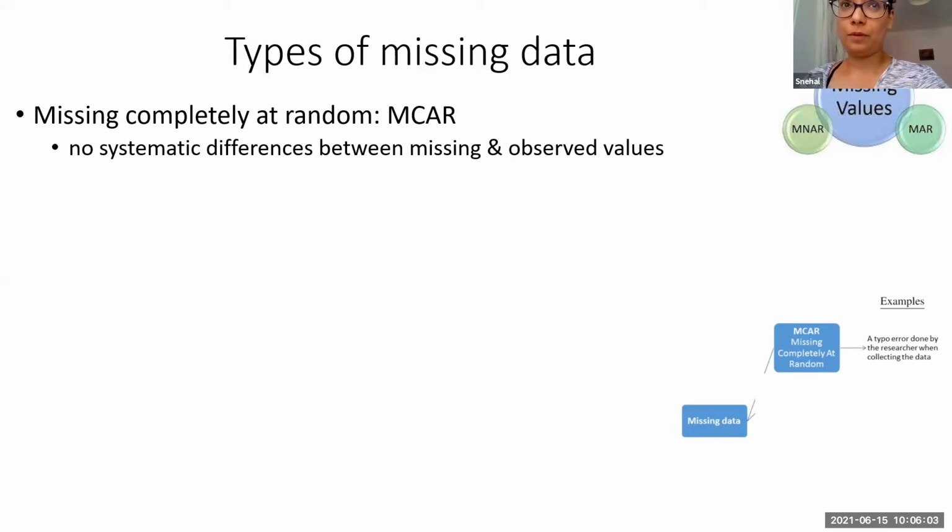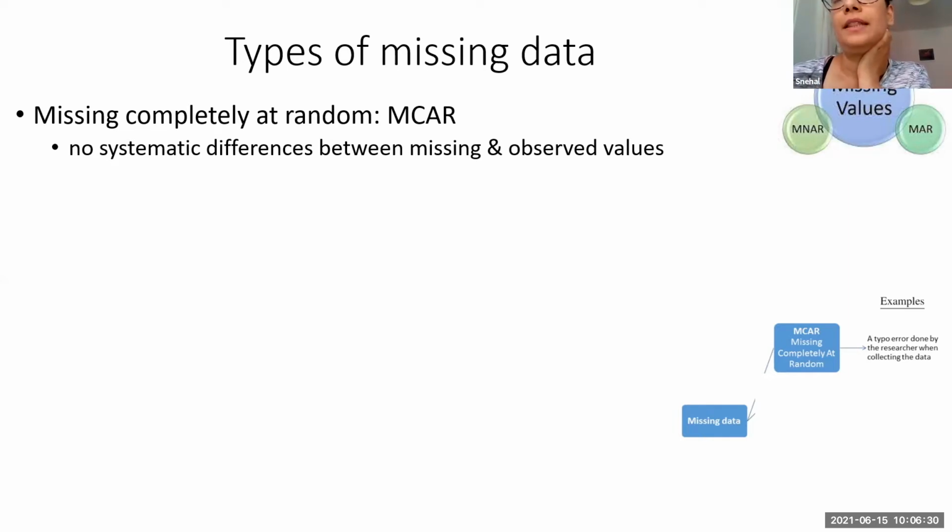An example of that would be, like you have your Excel sheet of data, and every once in a while when you're not looking, your daughter comes and deletes a cell, okay? She's not deleting them systematically, she's just randomly coming in and playing on the computer. Yeah, so that kind of missing data, there's no systematic difference between whether the data is missing or observed.